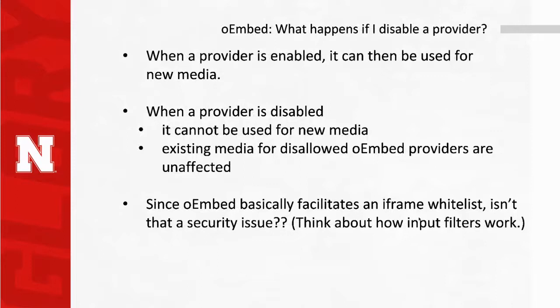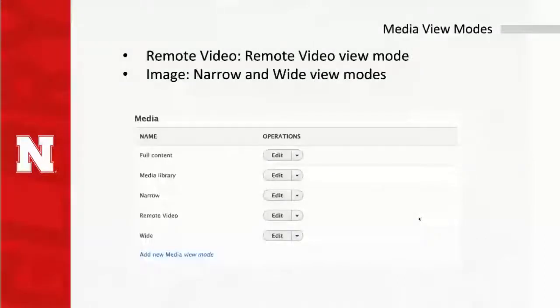All right, view mode. So what we did with our CMS is we have two media types that we use. We have remote video, which we use for a UNL Media Hub. And then we have images, and we're using two different, we're calling them narrow and we're calling them wide. Those are the two that we're using there.